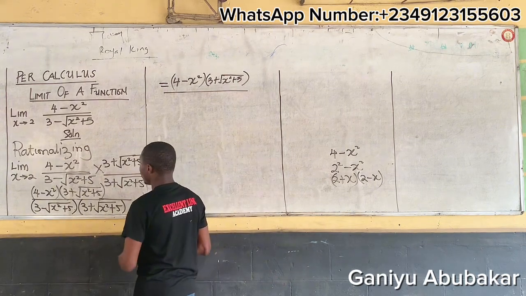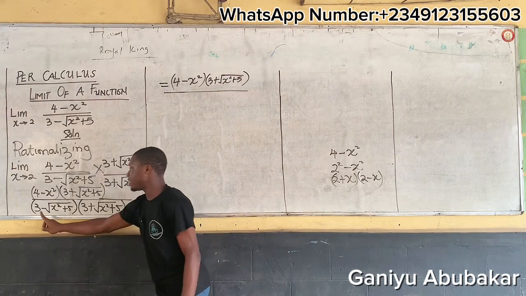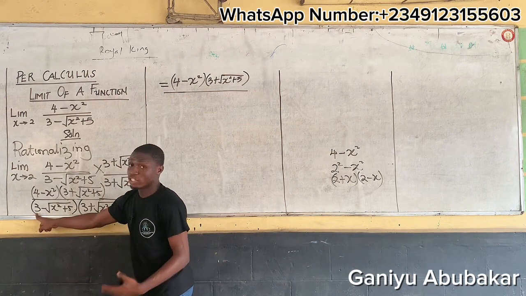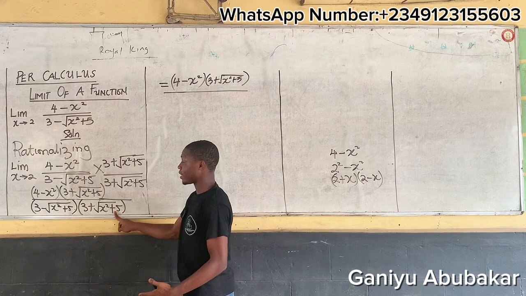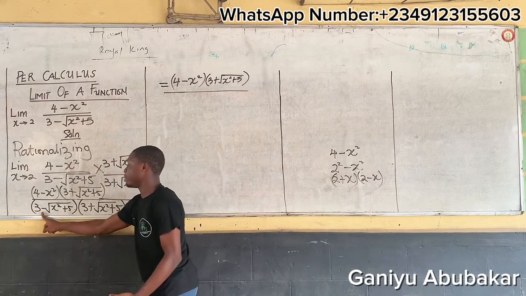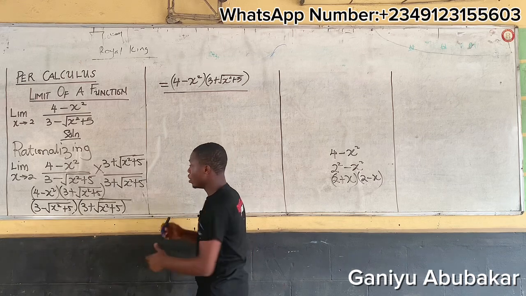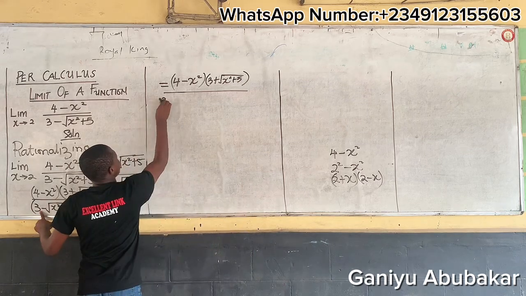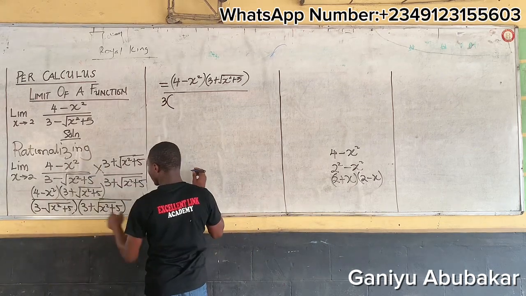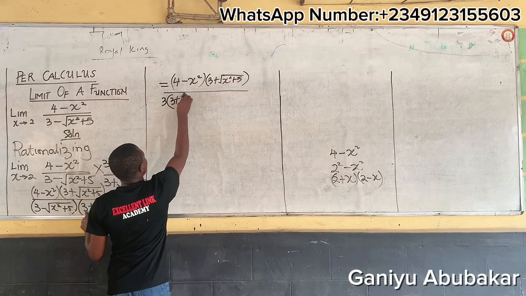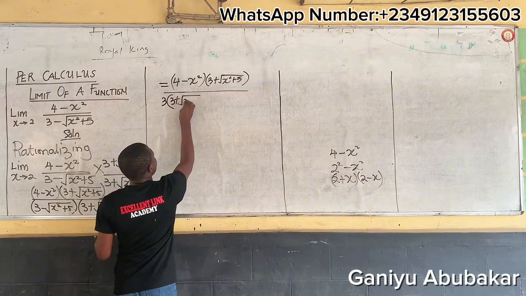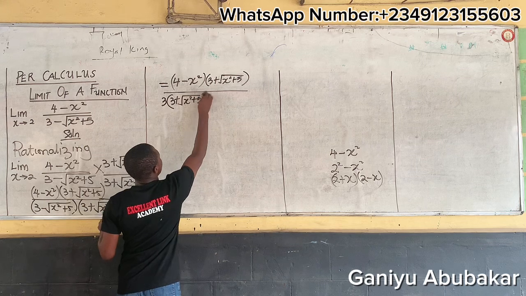In this case, here's the task. I'll pick out the first term in the first bracket and multiply by everything in the other bracket. Pick out the second term in the first bracket and multiply by everything in the other bracket. As simple as that. So pick out the first term, that becomes 3, into everything here, which becomes 3 plus root x squared plus 5. I'm done.